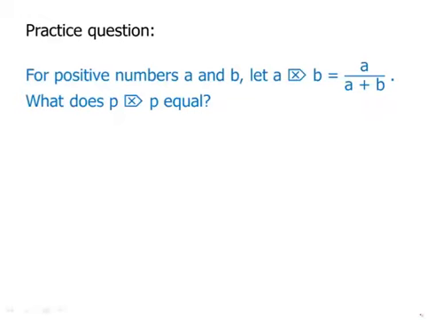Here's a practice question. For positive numbers a and b, let a, and I'm not sure what to call this symbol, let's just say arrow, let a arrow b equal a over a plus b. What does p arrow p equal? So pause the video here and then we'll talk about this.